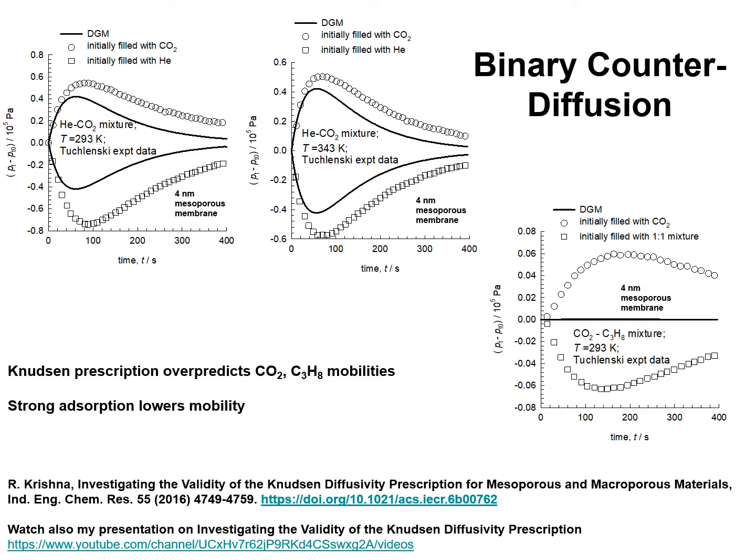Here are the experimental data for the transient pressure development in the downstream compartment for counter diffusion of helium carbon dioxide mixtures at 293 Kelvin and 343 Kelvin. The 2 compartments are separated by a 4 nanometer mesoporous membrane. The experimental data shown by the circles and squares are not in agreement with the calculations from the dusty gas model.